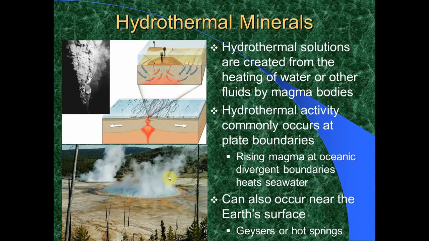We can also get hydrothermal minerals at the Earth's surface associated with either geyser or hot spring activity. This is a picture of Yellowstone. You'll notice the kind of yellow and orange rimming the geyser. Those are hydrothermal minerals created by the action of the hot water rising to the Earth's surface. So the most common is an oceanic divergent plate boundary, but if we get a magma body rising close to the surface where we create geyser and hot spring activity, we'll also see hydrothermal minerals as well.